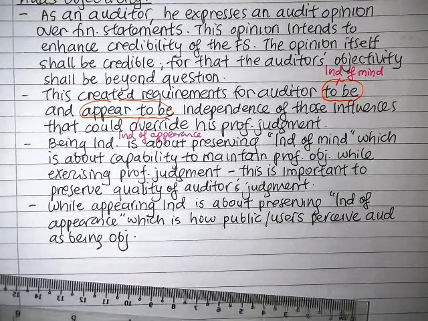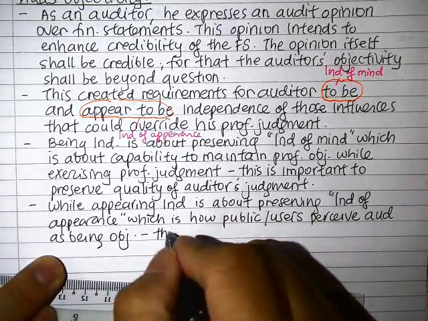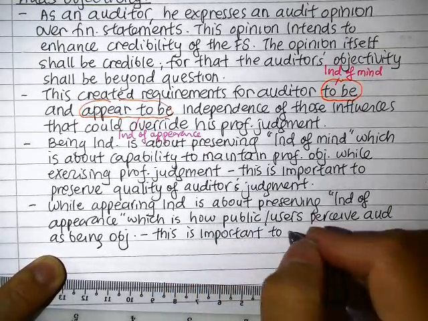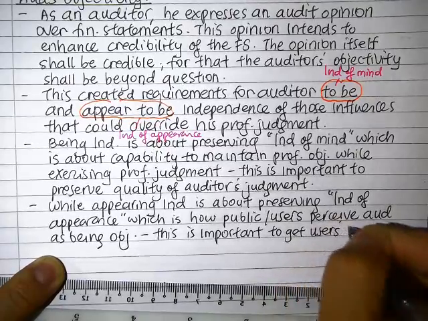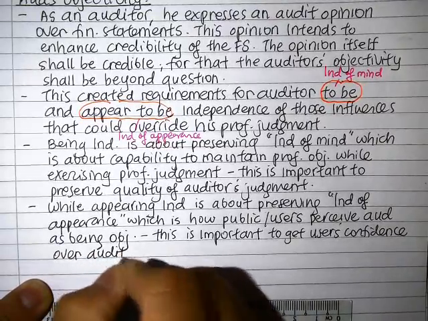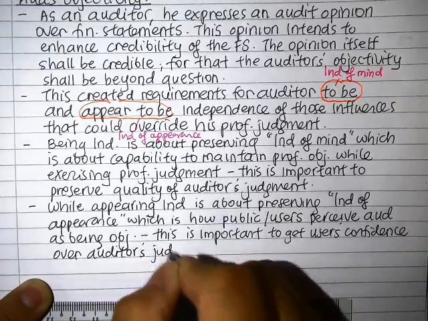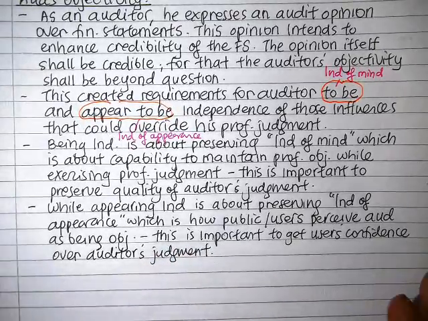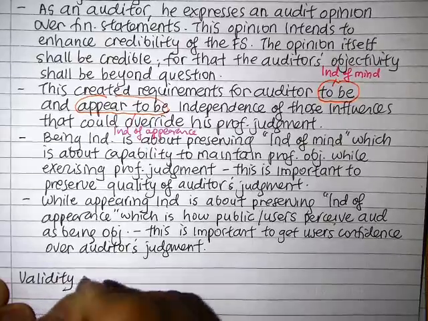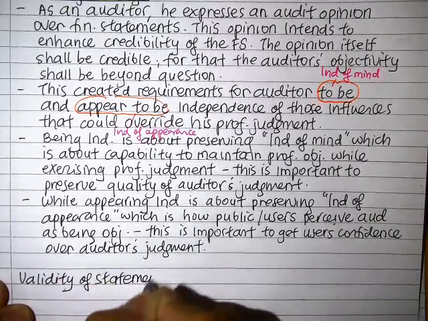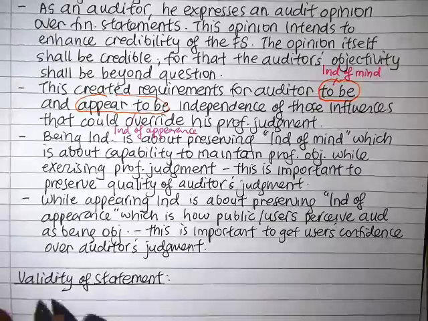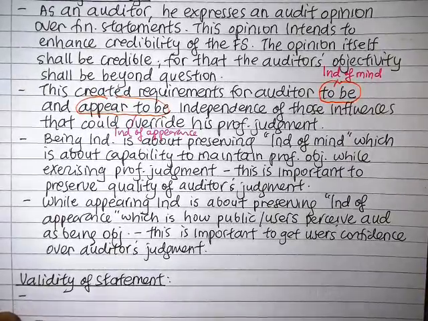While appearing independent is about preserving your independence of appearance, which is how the public or the user perceive the auditor as being objective. And their perception is very important for them to develop confidence they have in what you say.